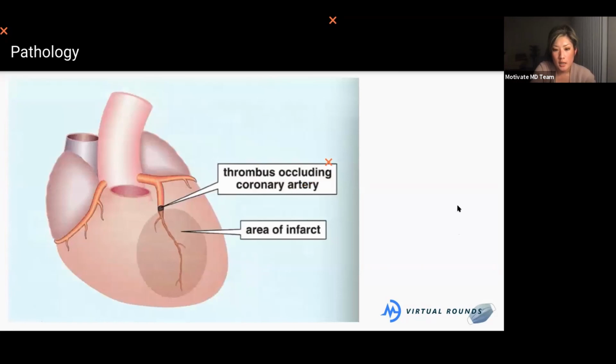So now we're talking about MI, bringing it back to Mr. Jones. As we mentioned, there's a thrombus in the artery that can cause everything beneath the tissue that's supplied by that artery to die. And dead tissue does not conduct electricity well. So that's why we're going to be seeing areas of change on the EKG, because that tissue is not conducting, meaning we're not going to see our normal PQRS complex.